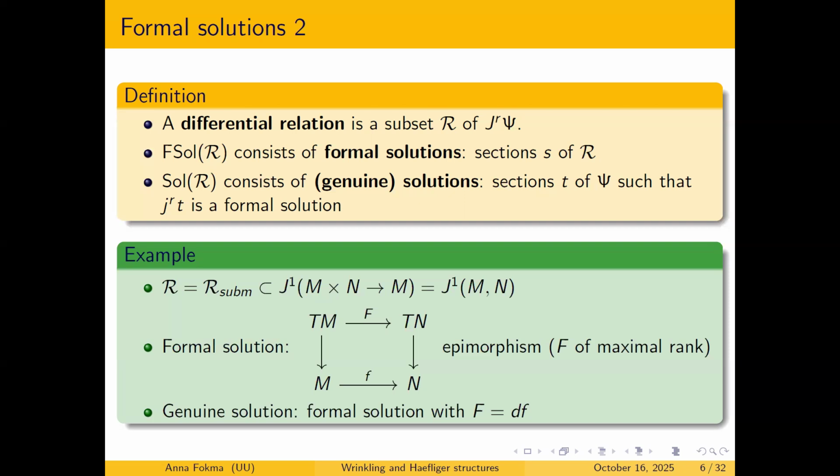But in this case, a formal solution, or a formal submersion, is just an epimorphism between the tangent bundles. So capital F here is of maximal rank. And an actual solution, so an actual submersion, is a formal solution where capital F is actually the derivative of lowercase f, the map it lifts. So here you see that formal solutions are a sort of decoupled version of solutions, and they correspond to an actual solution if they integrate to a genuine solution, or a section of the bundle psi.